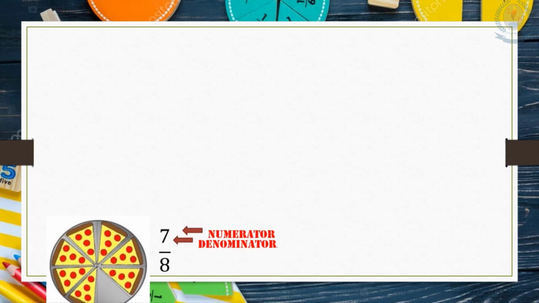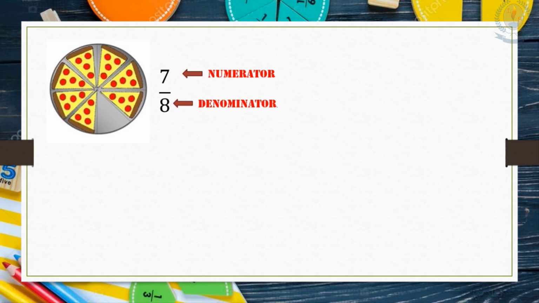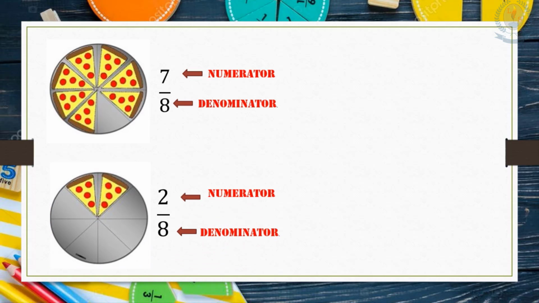Now we are going to find the numerator and denominator of each pizza. First one, 7 over 8. In this fraction, 7 is the numerator and 8 is the denominator. Look at the second one, 2 over 8. What is the numerator of this fraction? Yes, 2 is the numerator and 8 is the denominator.